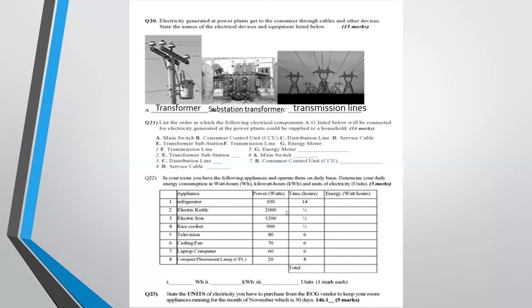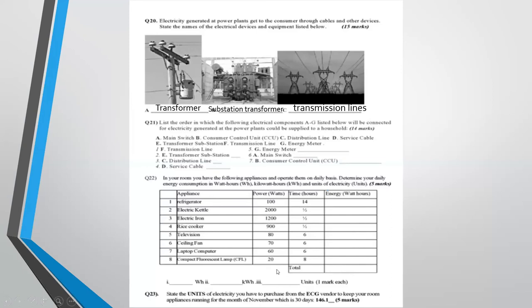14,400. 2000 times half, which is 1000. Yes, you write all these figures here. After that, you sum them from refrigerator to compact fluorescent lamp. You add them all and you write the total here. So the total you get is the answer for watt hour. And you divide your answer by 1000, which gives the answer for kilowatt hour.